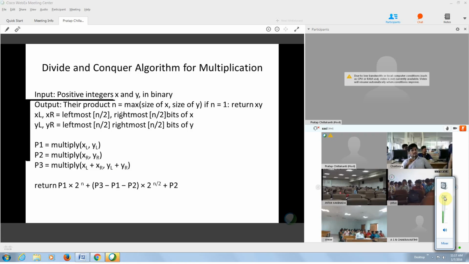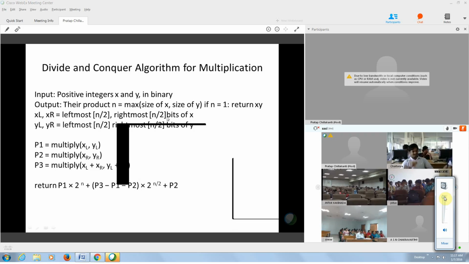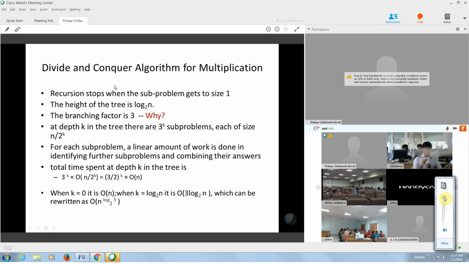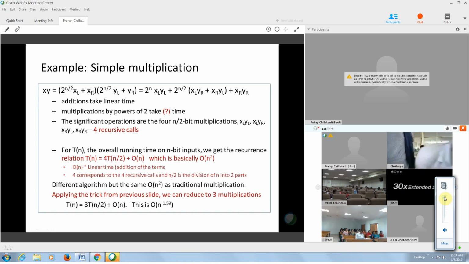Now, if I have to put it in an algorithm way, I explained it to you. There's a lag here, hold on.